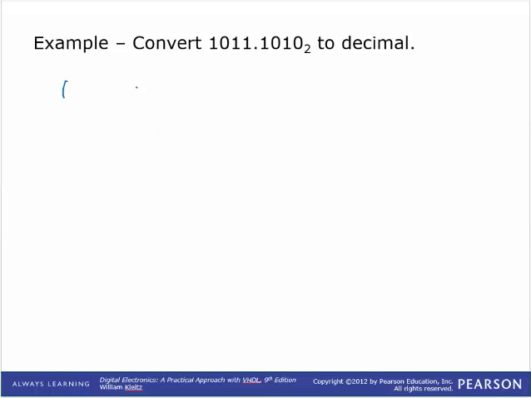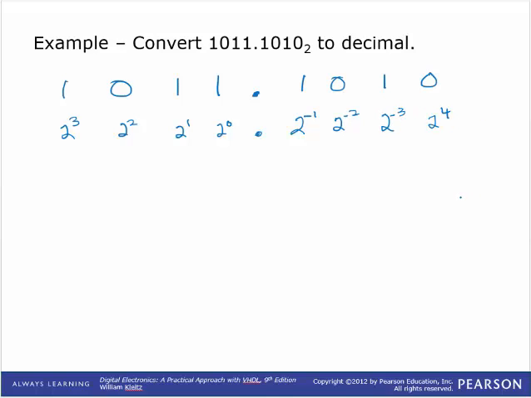1 0 1 1 point 1 0 1 0. So the weighting factors are 2 to the 0, 2 to the 1, 2 to the 2, 2 to the 3. But what are the weighting factors over here on the other side? These are 2 to the minus 1, 2 to the minus 2, 2 to the minus 3, and 2 to the minus 4. So these weighting factors are still valid.